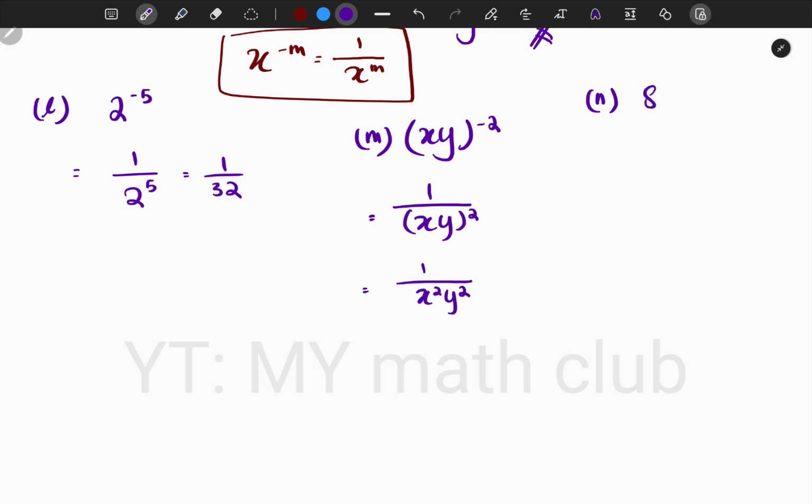Question N. 8x y to the power of negative 3. This one is different from the previous question because there are no brackets. So in this case, the negative 3 power is only applied to the variable y. So 8x can stand aside. And then y to the power of negative 3, we can reciprocate to 1 over y and then a positive power, so y cubed. And then you get 8x over y cubed.